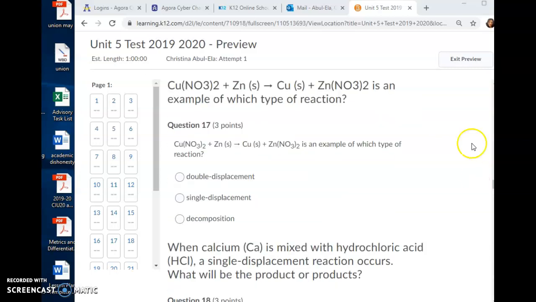Question 17. Copper 2 nitrate plus solid zinc yields solid copper and zinc nitrate is an example of which type of reaction? Double displacement, single displacement, decomposition.